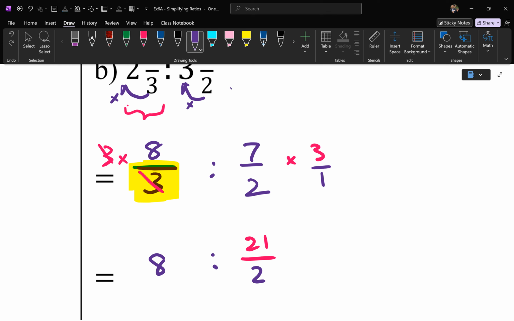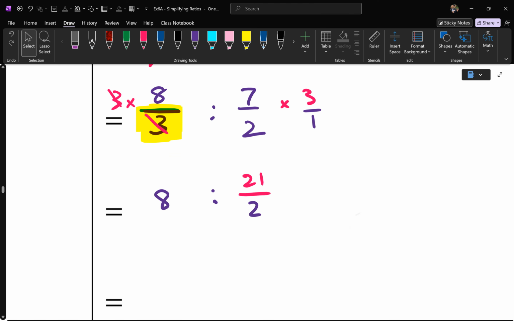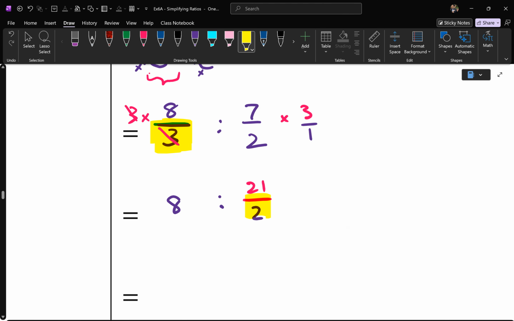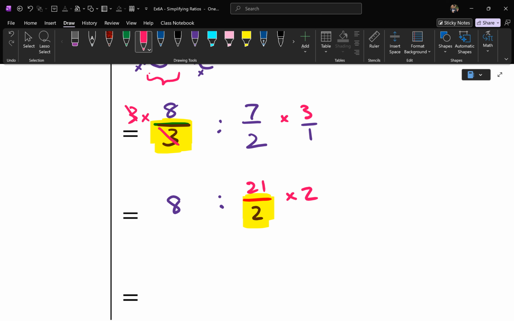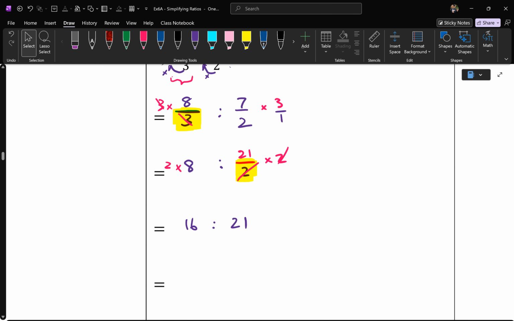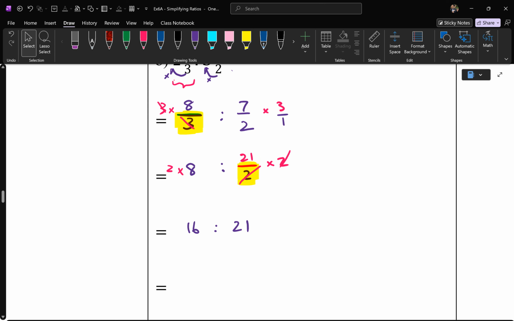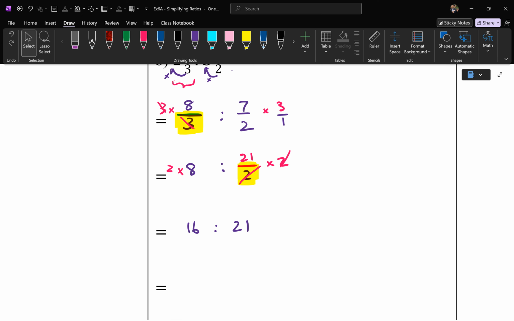Now this side is still a fraction. How do I get rid of that now, Nick? Times by 2. This is divide 2. So then I say times 2 to the right. But whatever you do to the right, do to the left. 2 divided by 2 cancels out. So you end up with 2 times 8, which is 16, to 21. Is that in simplest form? I think it is, yeah? 3, 4. Yes, it is. 16 to 21 is the simplest form.